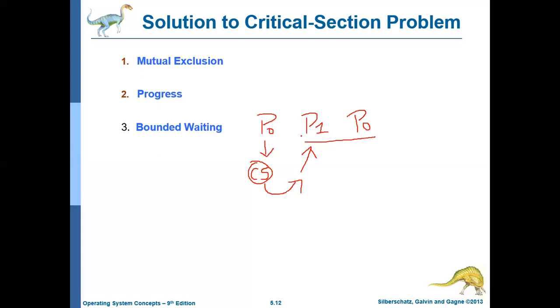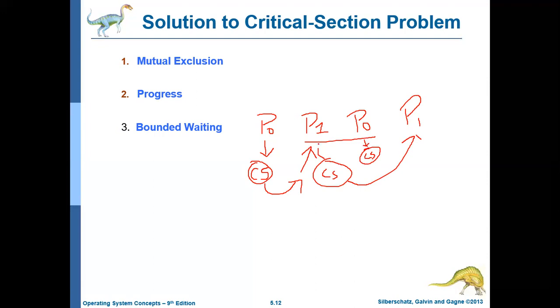Once P1 has executed its critical section and come out, then immediately P1 also wants to enter the critical section again. So now again P0 and P1 are waiting. Now the algorithm should ensure that the critical section is given to P0, not to P1. So this is called bounded waiting.